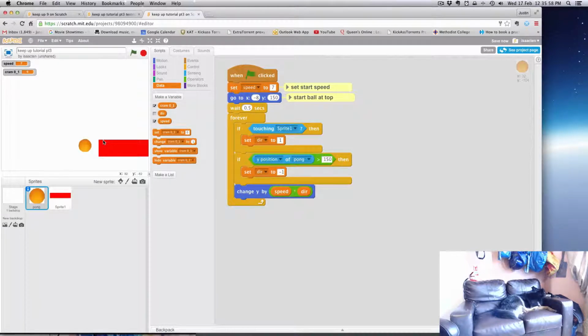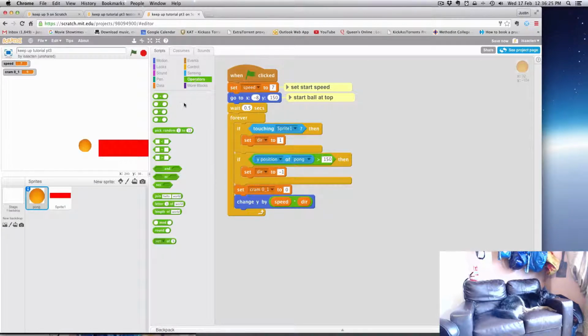All right, so if we want to make it 0 at the top, what do we need to do? Right above the change Y, let's put a set cram 0, 1 to something. So we're gonna make this set it to, and then let's set an operator in there. Let's do a minus.